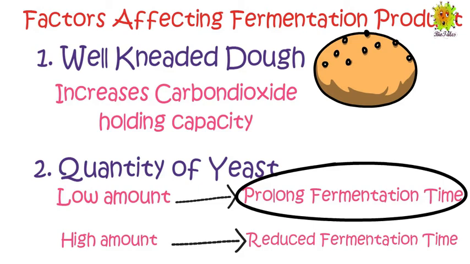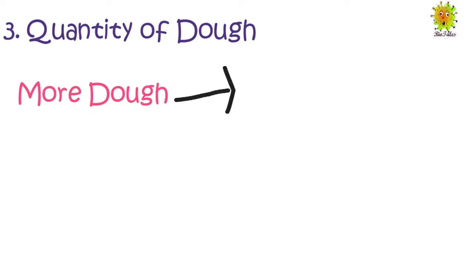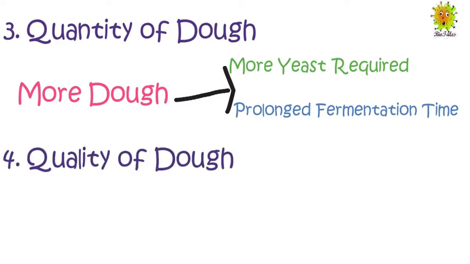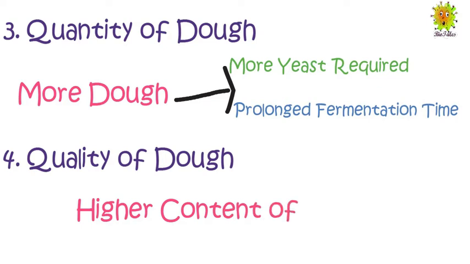Next one is quantity of dough. The more quantity of dough will require more amount of yeast and also prolong the fermentation time. Next one is quality of dough. To prepare an improved quality of bread, the flour must contain higher content of gluten.